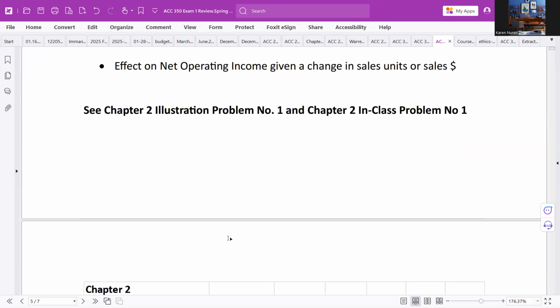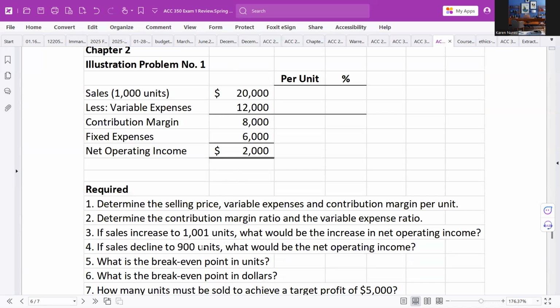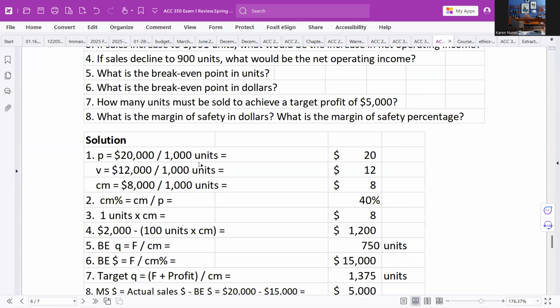And I've got all the calculations down here for these two exercises. So, if we need to be able to determine the price, variable expenses, and contribution margin per unit, then we're just going to take the totals divided by the number of units. Right, so if we take the 20,000 divided by 1,000 units, 12,000 divided by 1,000 units, 8,000 divided by 1,000 units, we've got the cost per unit. And the ratio, of course, is just contribution margin divided by price.